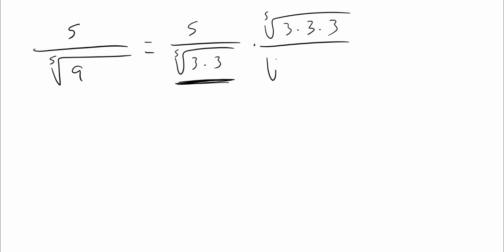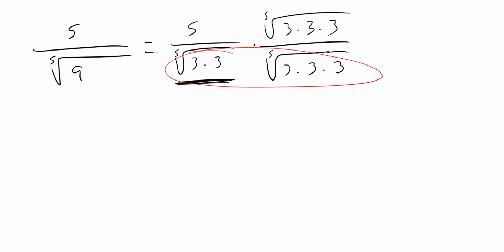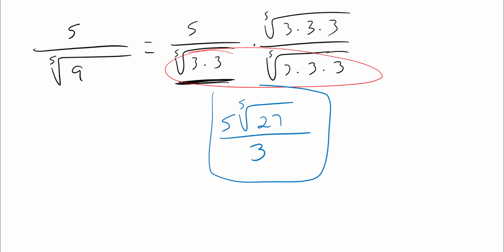And the 5th root of that, 3 times 3 times 3. Okay? So that's going to give me 5 of these here. So I can just say that the 5th root of 3 is just 3. And on top it's 5 times the 5th root of, well, I don't want to leave it as 3 times 3 times 3, but if I multiply it out in my calculator, I get 27. So that is my final answer: 5 times the 5th root of 27 over 3. Okay? So that's kind of some basic stuff.